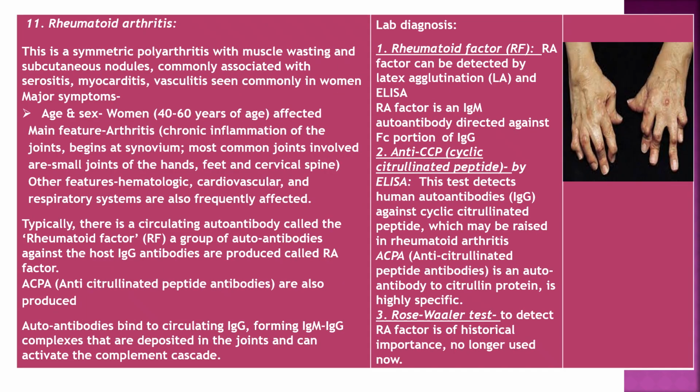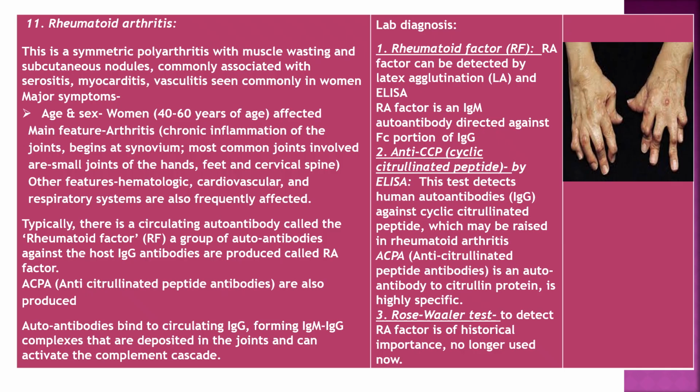Rheumatoid arthritis. This is a symmetric polyarthritis with muscle wasting and subcutaneous nodules, commonly associated with serositis, myocarditis, and vasculitis, commonly seen in women. Major symptoms: age and sex, women 40 to 60 years of age. Main features are arthritis. Chronic inflammation of the joints begins at the synovium. Most common joints involved are small joints of the hands, feet, and cervical spine.